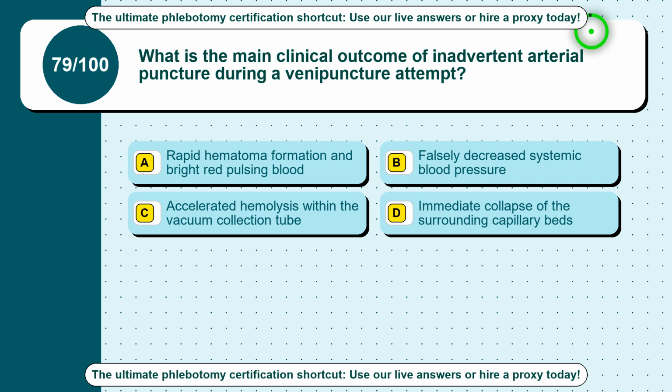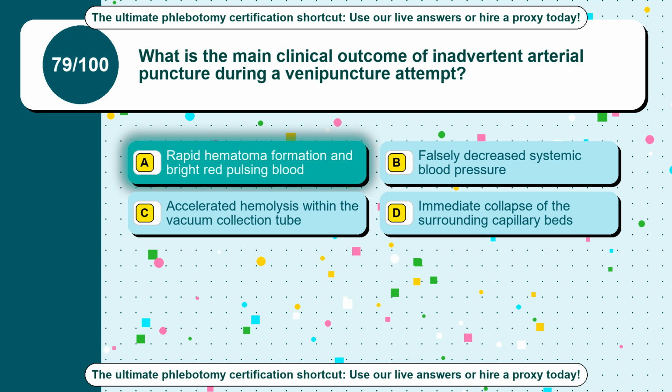Question 79. What is the main clinical outcome of inadvertent arterial puncture during a venipuncture attempt? Option A. Rapid hematoma formation and bright red pulsing blood. Option B. Falsely decreased systemic blood pressure. Option C. Accelerated hemolysis within the vacuum collection tube. Option D. Immediate collapse of the surrounding capillary beds. The correct answer is option A.